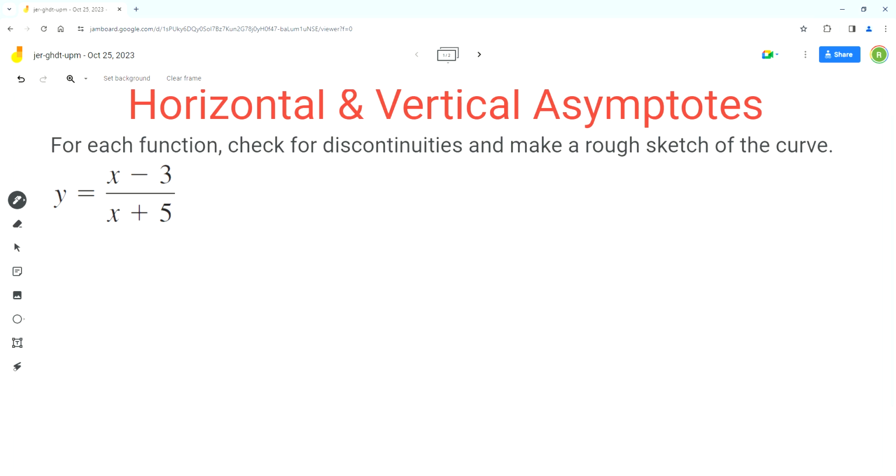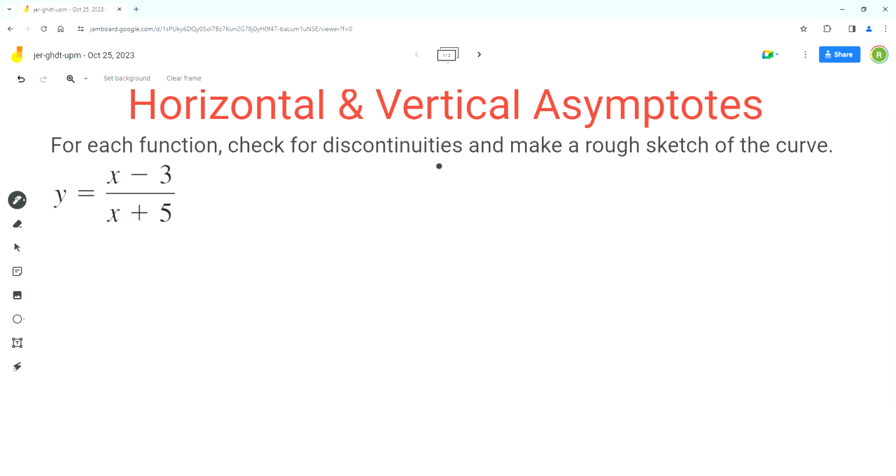So in this video, we'll solve this problem using the concepts of discontinuities. As per the problem, for each function, check for discontinuities and make a rough sketch of the curve. So we are given this rational function. Let's start by checking for discontinuities.